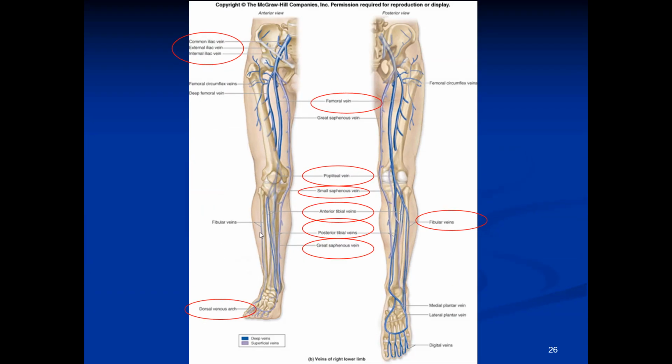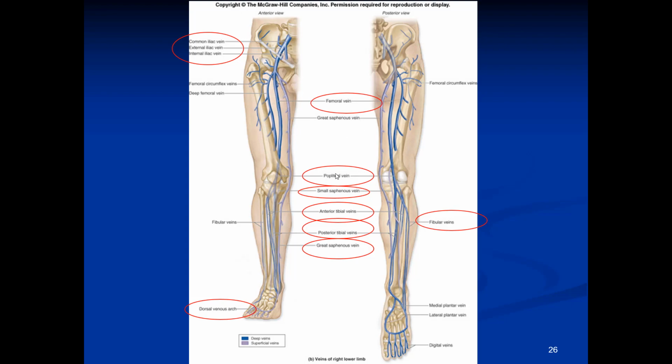If we look at the leg, really similar concept. So the deep veins are the same as the arteries. We have anterior tibial, posterior tibial, fibular out to the side, popliteal behind the knee, femoral, and then deep femoral also. So you can see it's almost exactly the same as the arteries. And then you continue up even further, external iliac, internal iliac, common iliac.